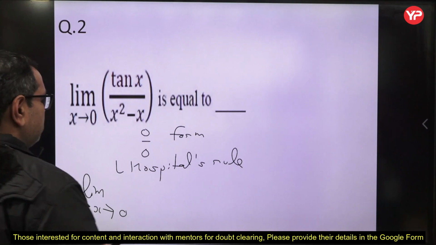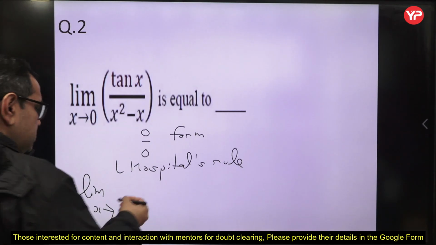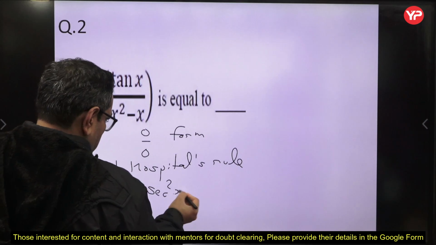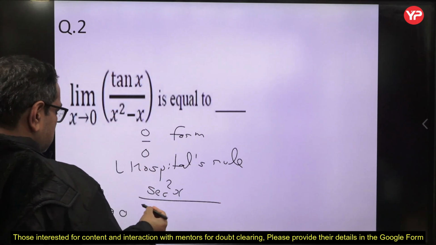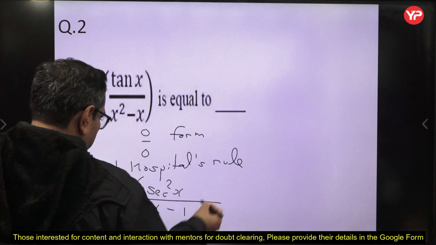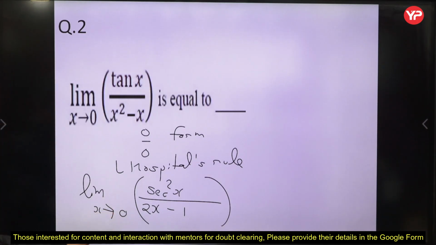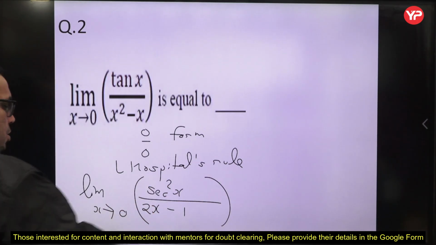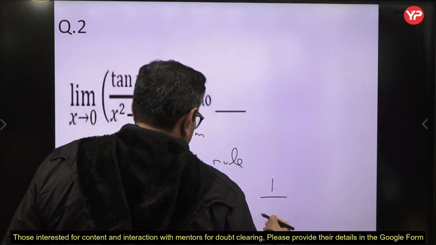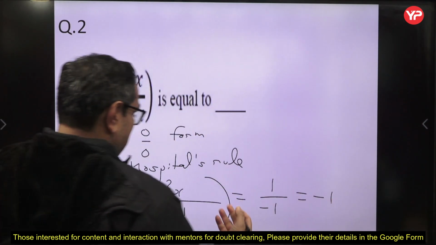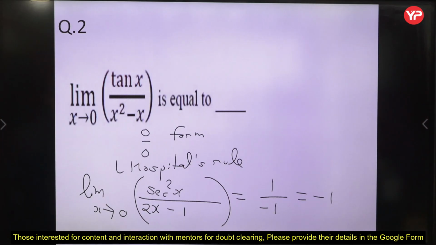Now derivative of tan x. What is derivative of tan x? It is secant square x divided by this 2x minus 1. Now if we put x equal to 0, we know that secant 0 is 1 and this is 0. So finally we are getting 1 upon 0 minus 1, so minus 1 as a finite number. So this is the limit here. L'Hospital's rule you have to remember, you may get question based on that. Now come to next problem.